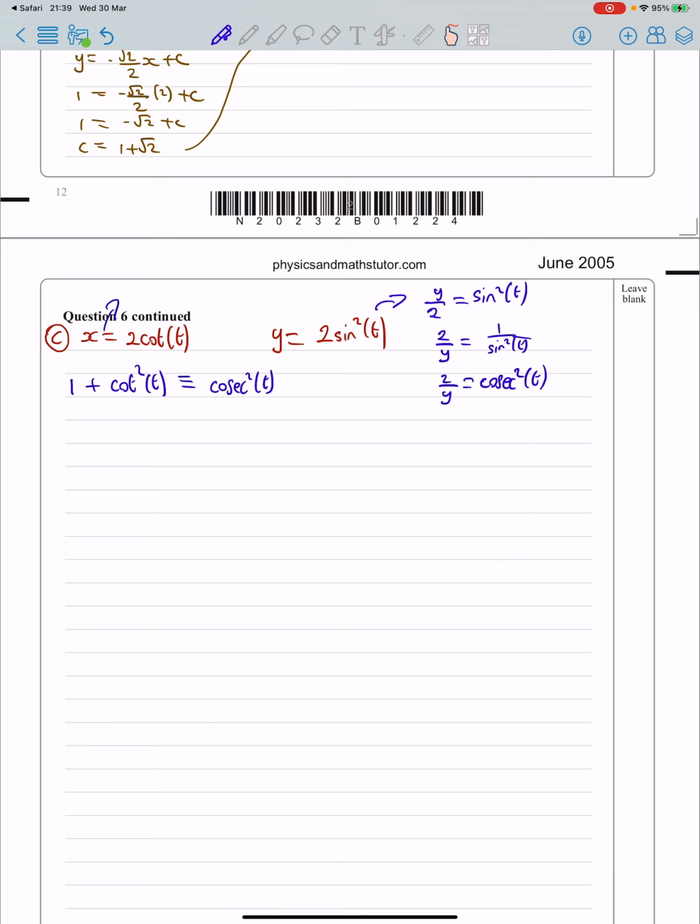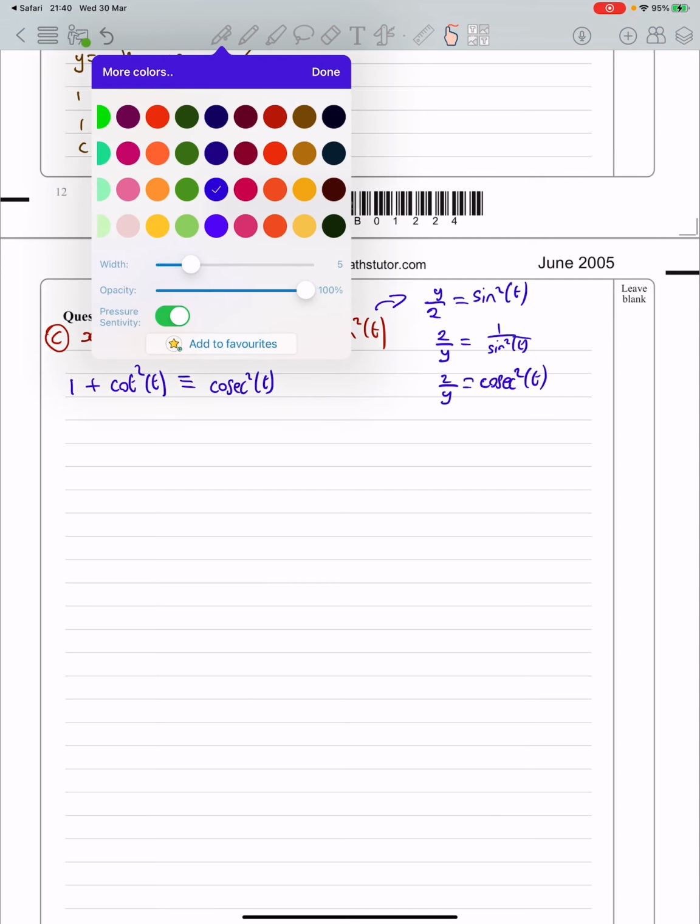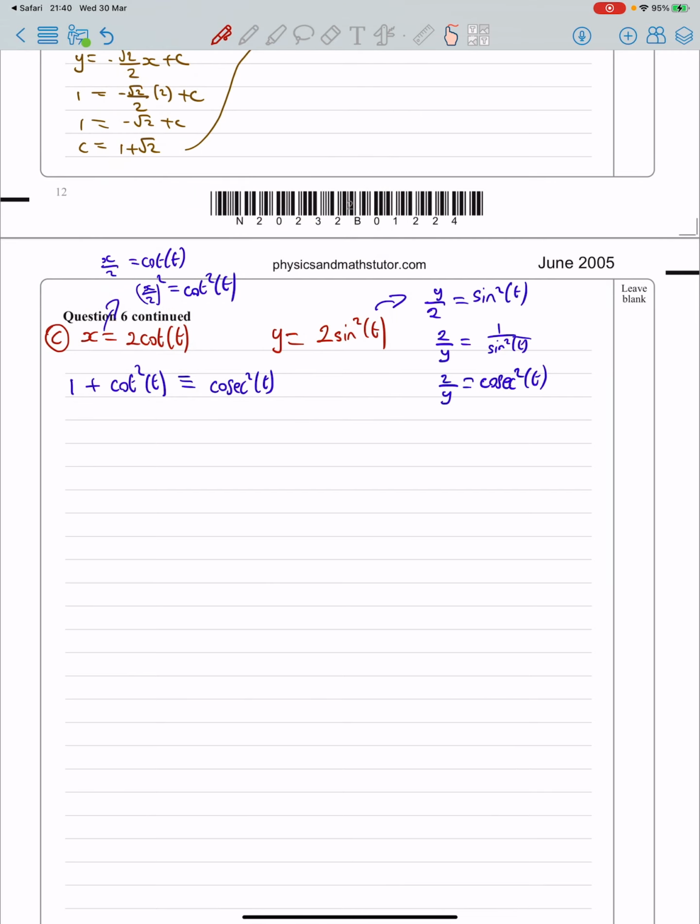Equally, I can say that x over 2 is equal to cot of t, which means that x over 2 squared is equal to cot squared of t. So now that we've used those identities, we're good. We just make the substitutions. So 1 plus, not cot squared of t, but x over 2 all squared, is identical to, not cosec squared t, but 2 over y. So that's going to be just equivalent to 2 over y.